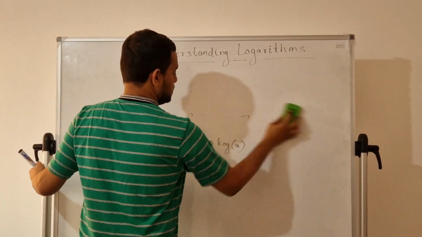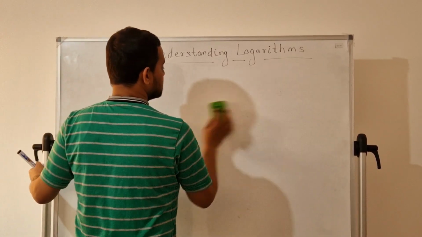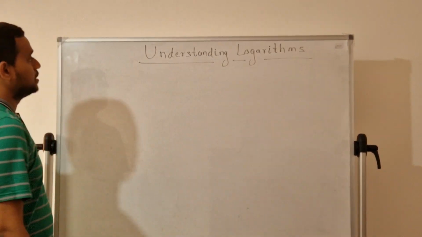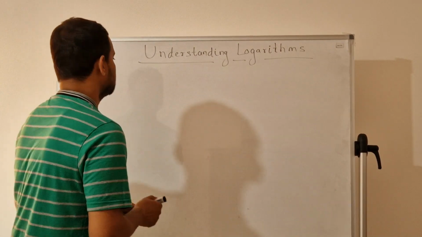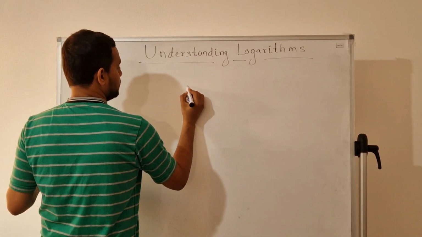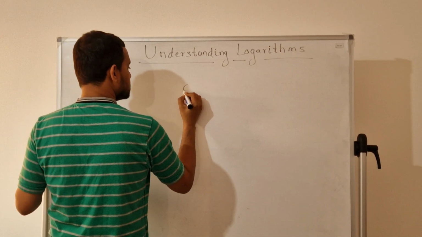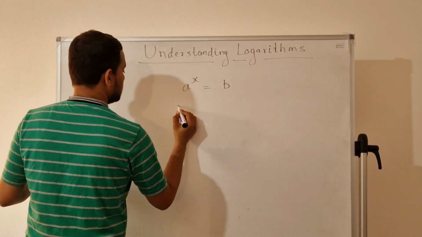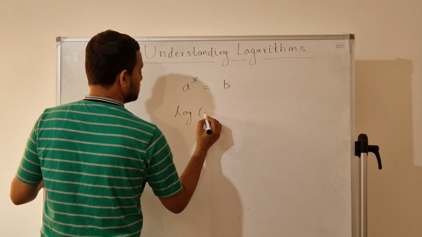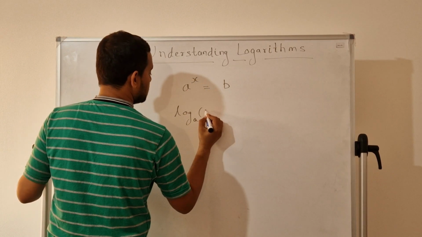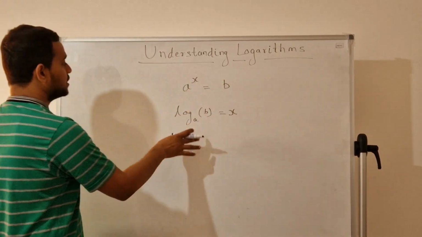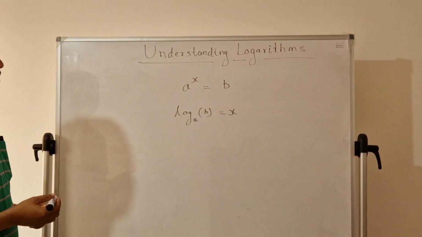Okay. So this is what logarithms are. In a way, we understood what logarithms are. What we learnt is, if a raised to the power x is equal to b, then logarithm to base a of b is equal to x. It's just a different way of writing exponents.